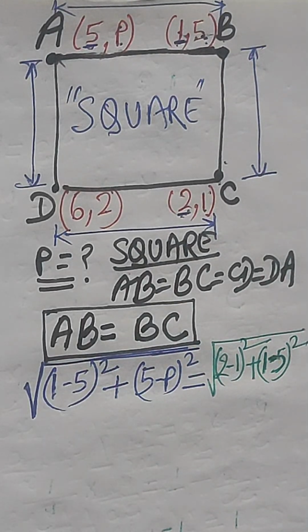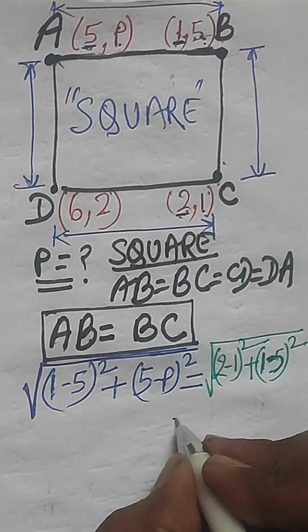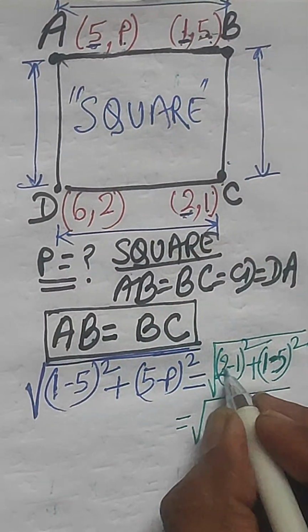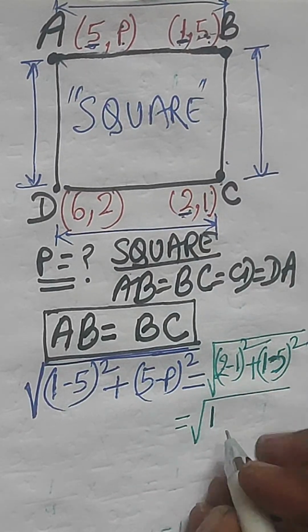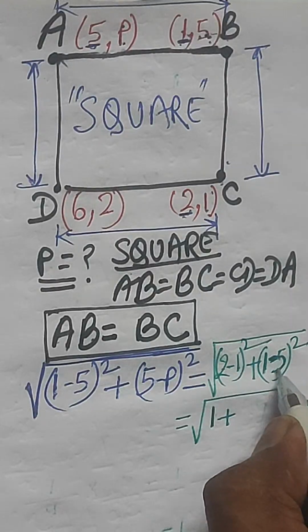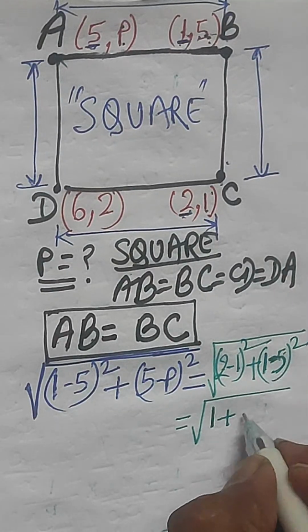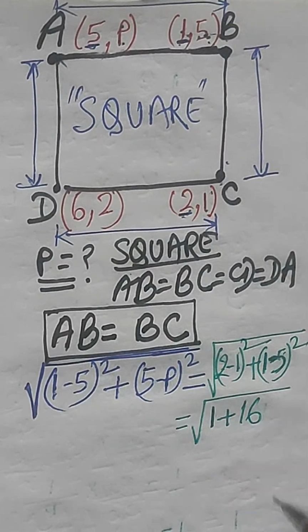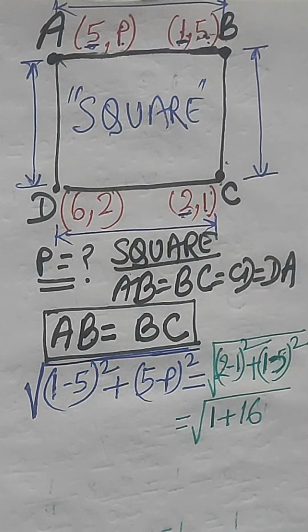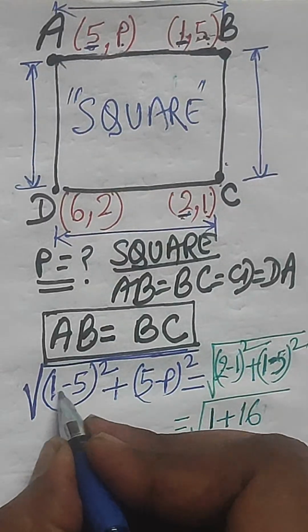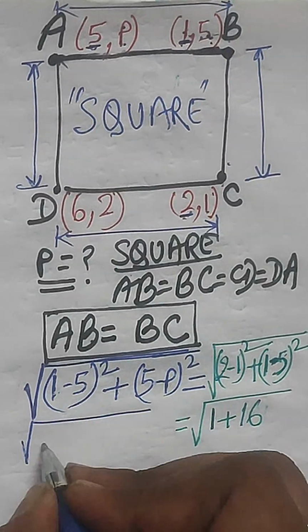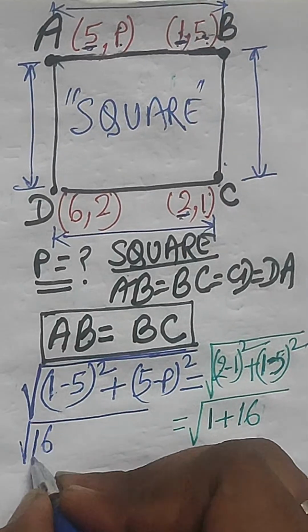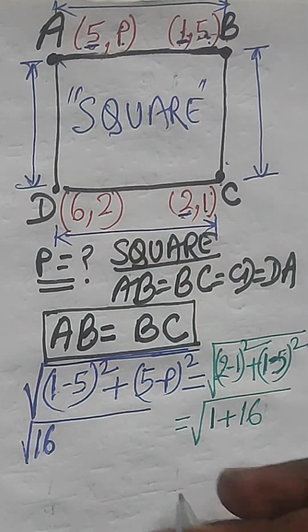So this will give you, on the RHS, root over (2 minus 1) whole square, that is 1 square, that is 1, plus (1 minus 5), that is minus 4, minus 4 whole square is 16, right. So root over 1 plus 16 is there on the RHS, and on the LHS we have 1 minus 5, that is minus 4 whole square, that is 16, right.